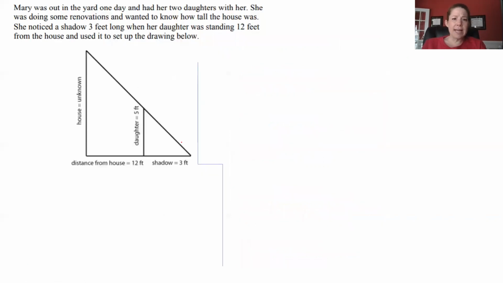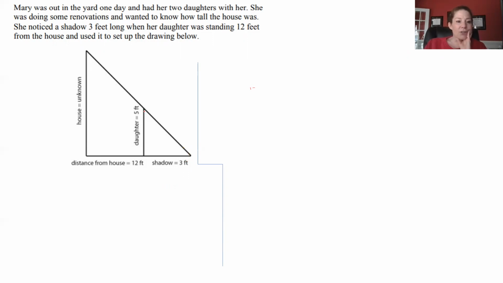All right, so here we have a situation about similar triangles. Mary was out in the yard one day and had 2 daughters with her. She was doing some renovations and wanted to know how tall the house was. She noticed a shadow 3 feet long when her daughter was standing 12 feet from the house and used it to set up the drawing.